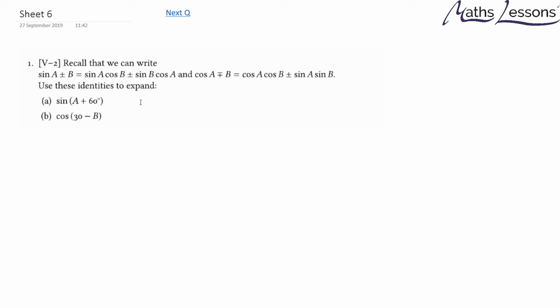Right, let's have a look at this one. So we're going to do sine A plus 60. So we use this formula. We get sine of A, and then we get cos of 60 plus sine of 60 cos of A. Now, one of my students said, how do you remember what these all are? The cos 60, the sine 60.